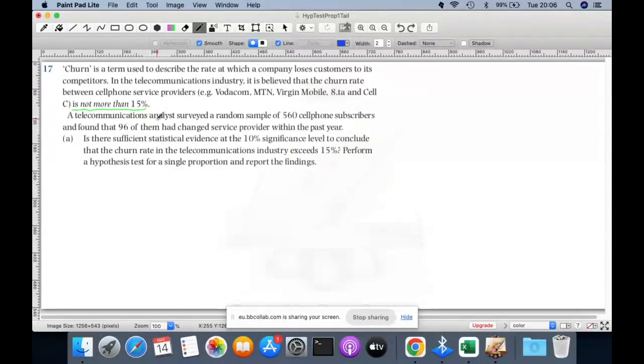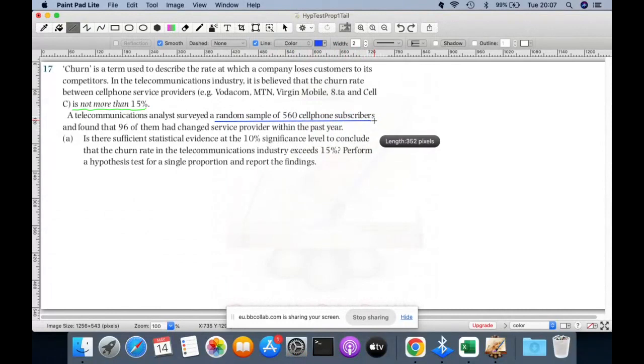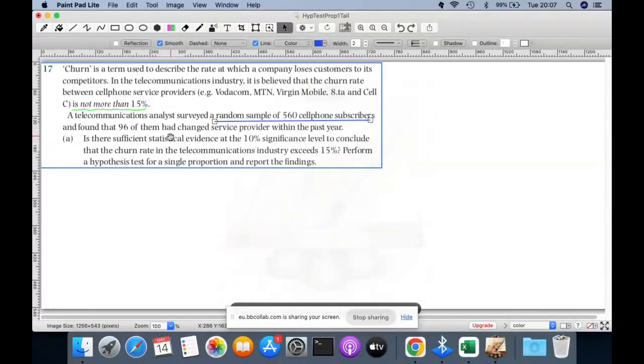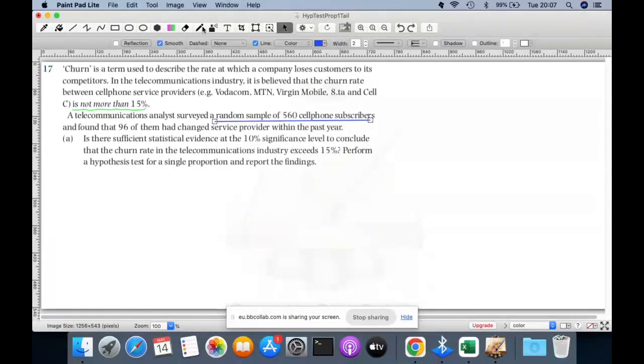A telecommunications analyst surveyed a random sample of 560. We'll highlight that part too, because we're going to use that number. A random sample of 560, so that's your sample size, and found that 96 of them had changed service providers. So basically 96 out of 560 was the churn rate for that sample.